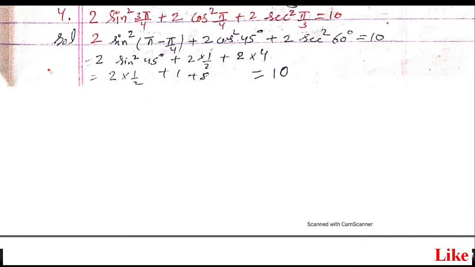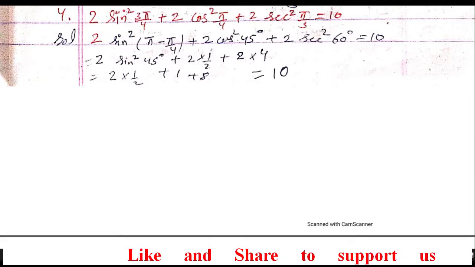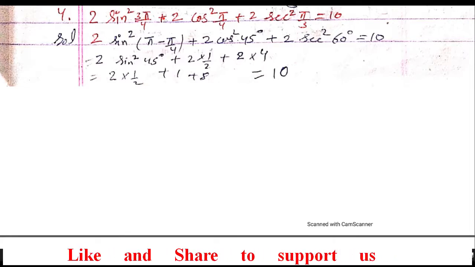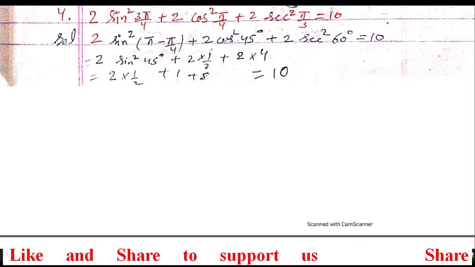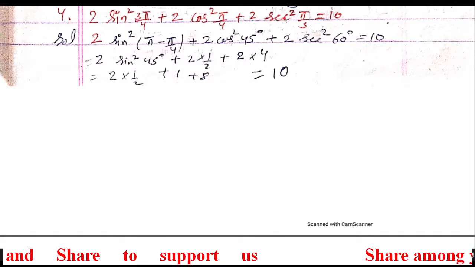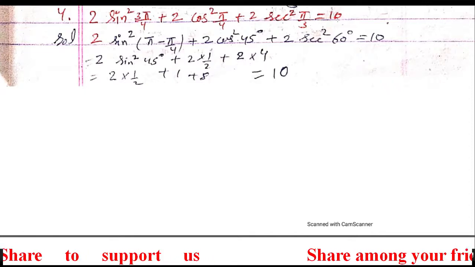Hello everyone, I am going to explain some questions from exercise 3.3 of class 10th. We will start from question number 4. In question number 4 we have to prove 2 sin square 3 pi upon 4 plus 2 cos square pi upon 4 plus 2 sec square pi upon 3 is equal to 10.